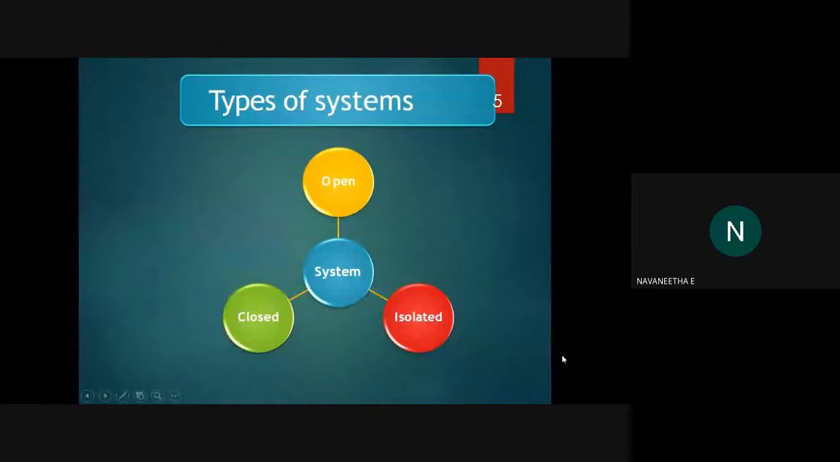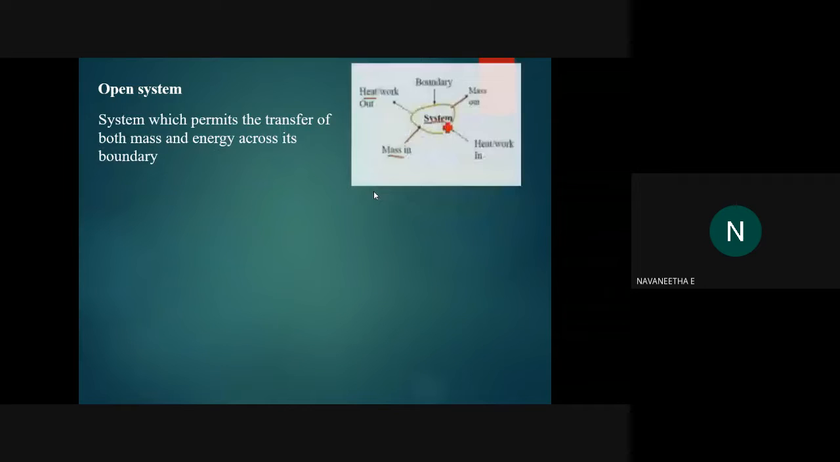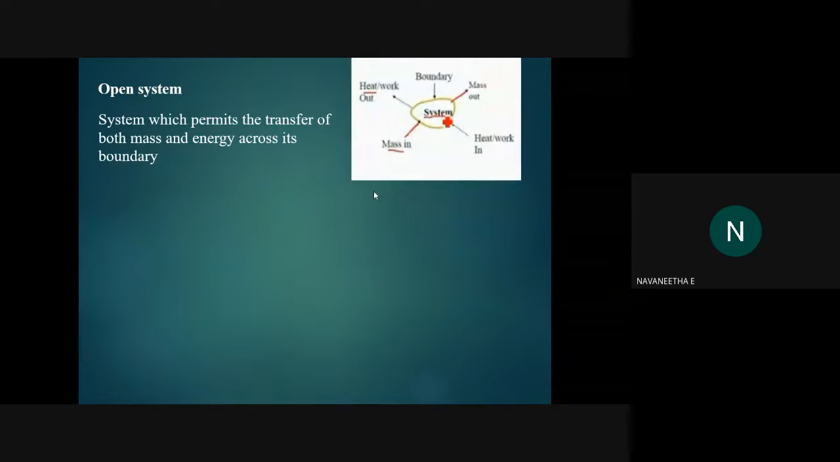And what about the isolated system? Nothing can be transferred. Yes, nothing will be transferred in these systems. So you can have a look at this definition: an open system permits the transfer of both mass and energy across its boundary. Okay, there is a transferring of both heat and mass here in an open system.